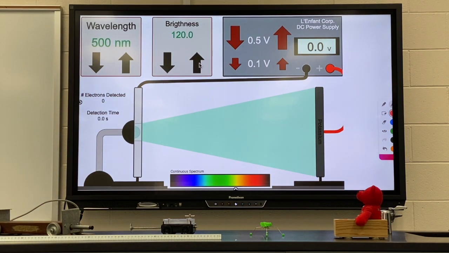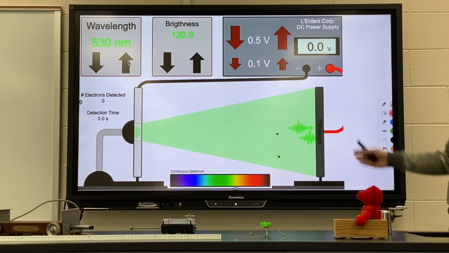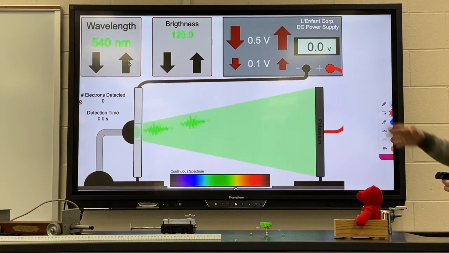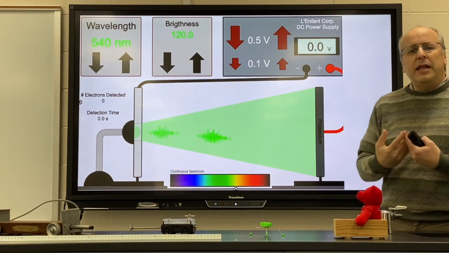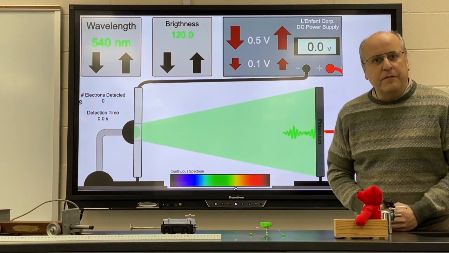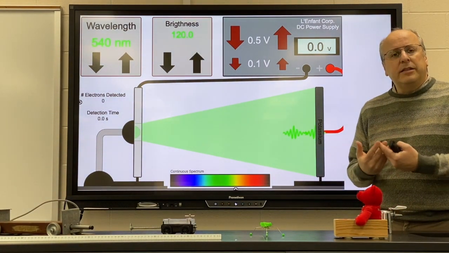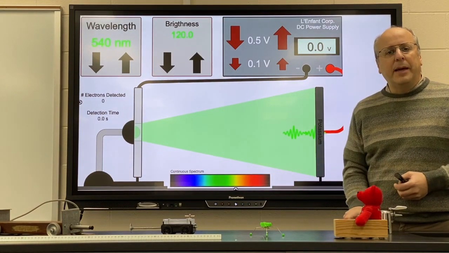Okay, so here's our first thing we're going to do. We're going to shine the light. We see electrons coming off. We're going to increase the wavelength of the light. Electrons still come off. We up the wavelength again, 530, electrons still come off. But at 540, you'll notice the light is shining on the metal and no electrons are coming off of the metal.